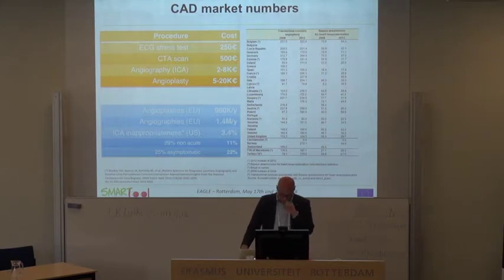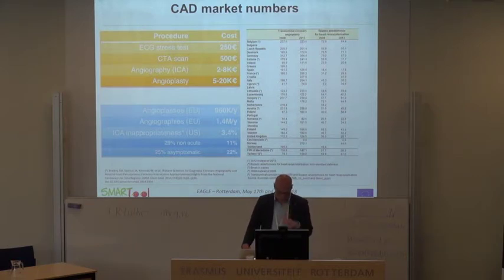So in the blue table, you can see the numbers for European procedures. In total, there are an average of 960,000 angioplasties performed in the European Union, and 1.4 million angiographies.